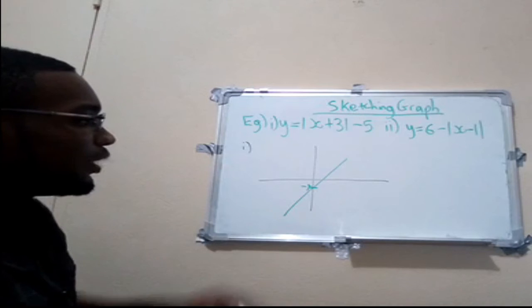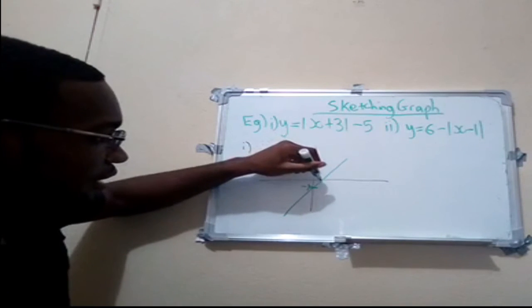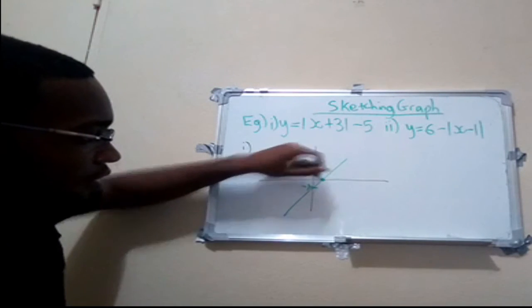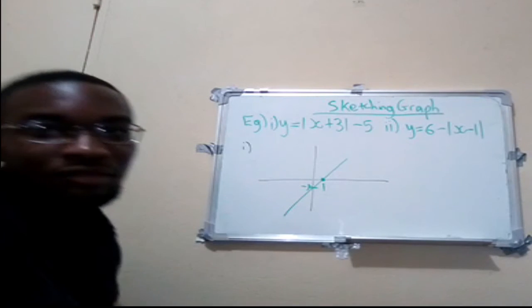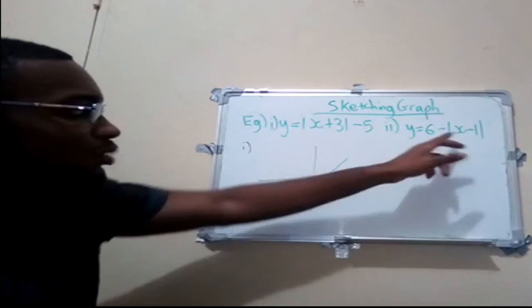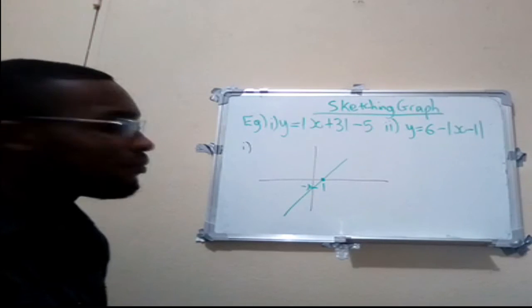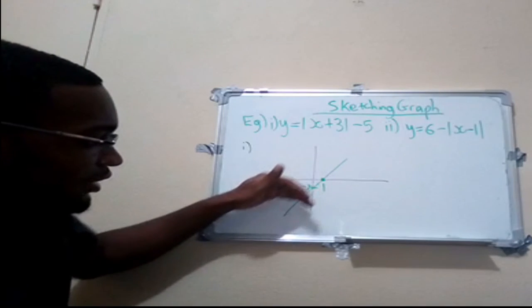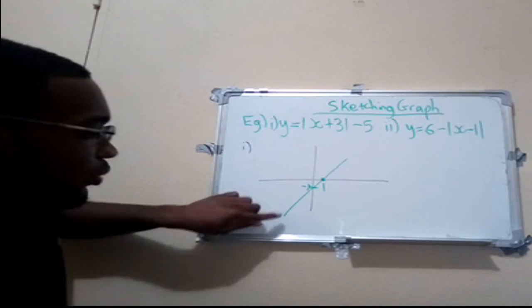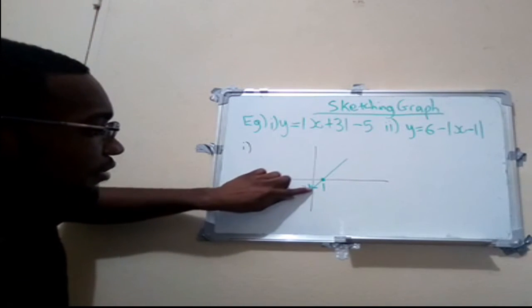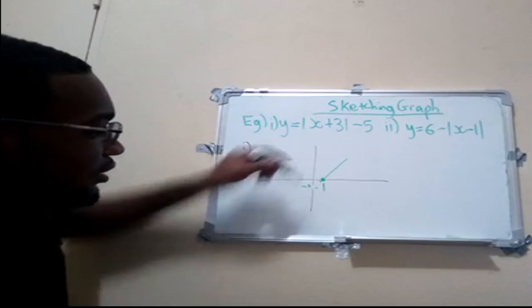Again, where the graph cuts the x-axis, right here, is known as a critical point. The critical point occurs when x equals 1, because when x is 1, 1 minus 1 is 0. Now every other value is right here. This is the line x equals 1. So then we remove this part of the graph and reflect it above the x-axis.